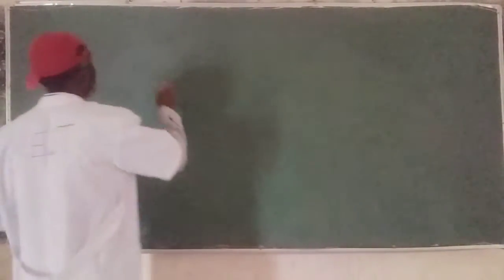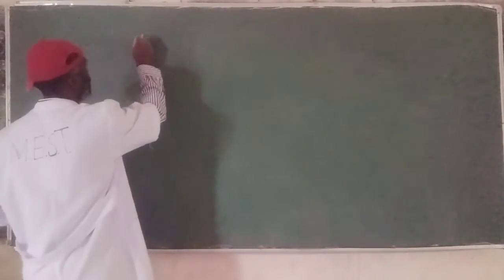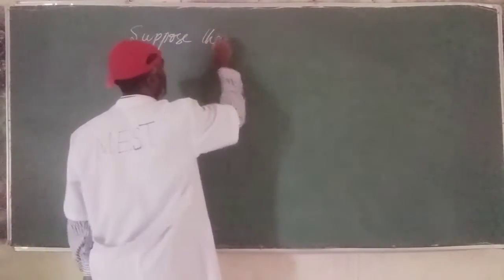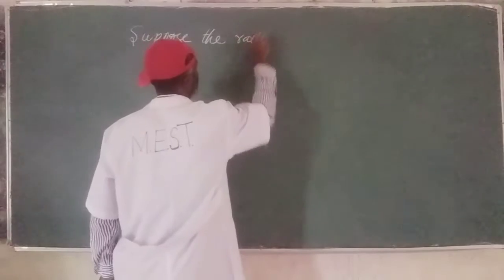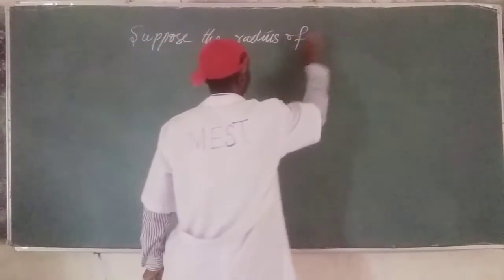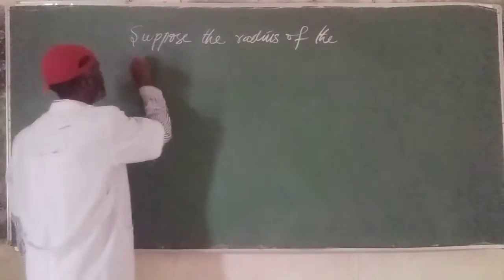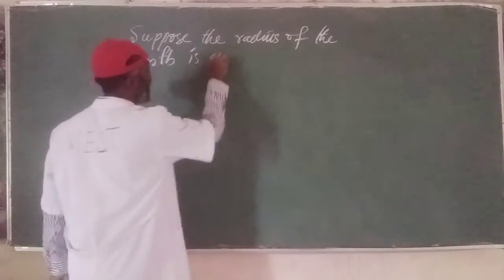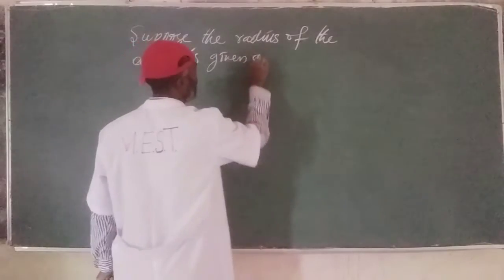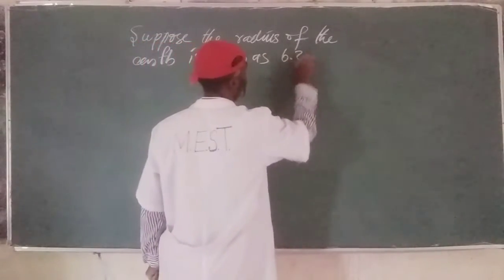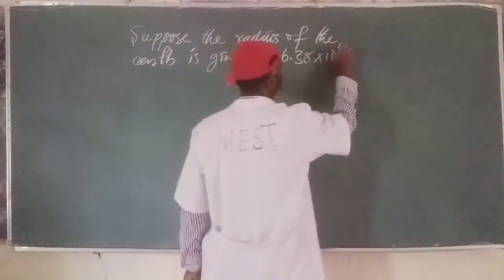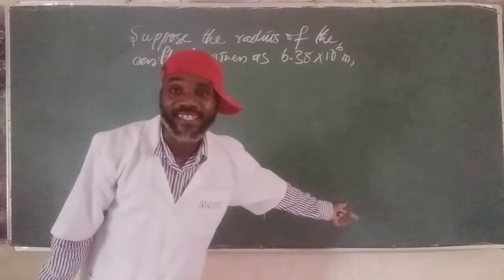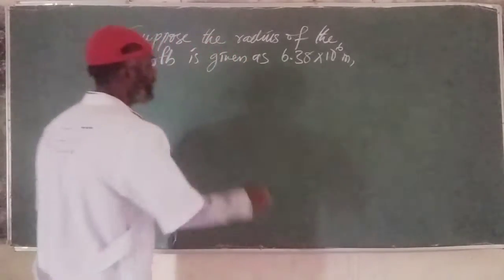Suppose the radius of the earth is given as 6.38 times 10 raised to the power 6 meters. Now we are asked to find the mass of the earth.